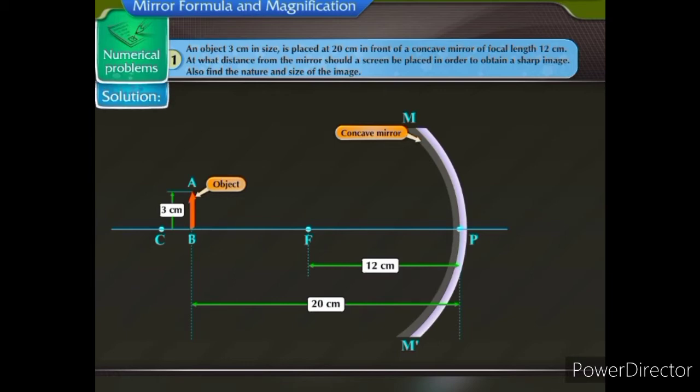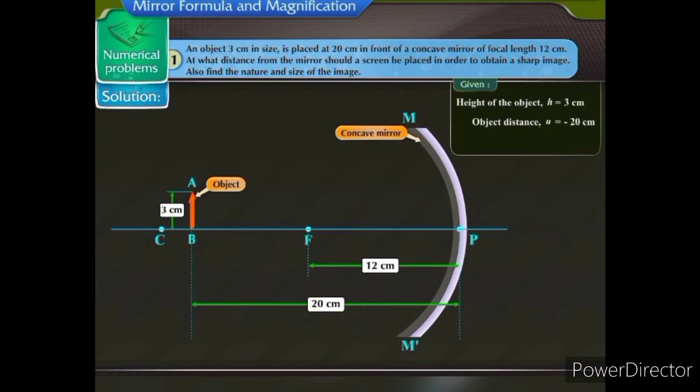Solution. Let us first write the given data using sign convention. Object size H is equal to 3 cm. As a convention, the object is always placed to the left of the mirror. Hence, according to sign convention, the distance of the object is taken as negative. The object is placed at 20 cm in front of the concave mirror. Therefore, object distance U is equal to minus 20 cm.